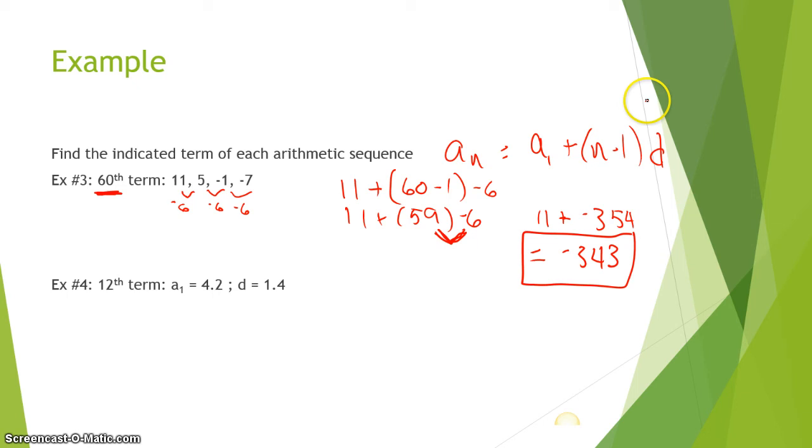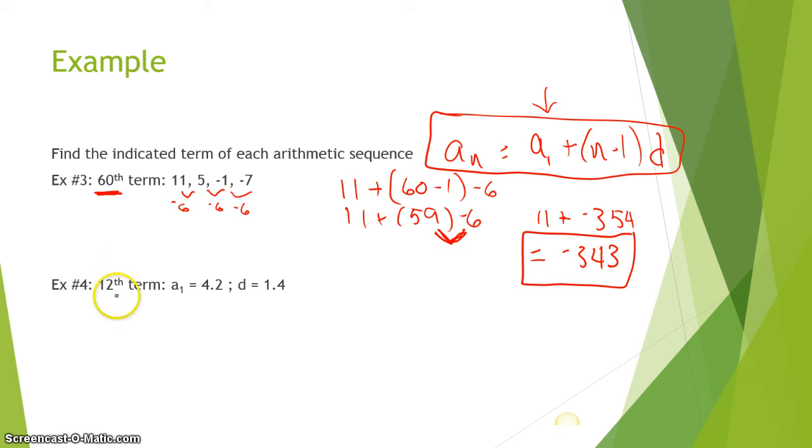So using the formula, in finding my common difference, my common value, I can find the 60th term, which is going to be negative 343, by setting it up in this formula with what's already given to me.